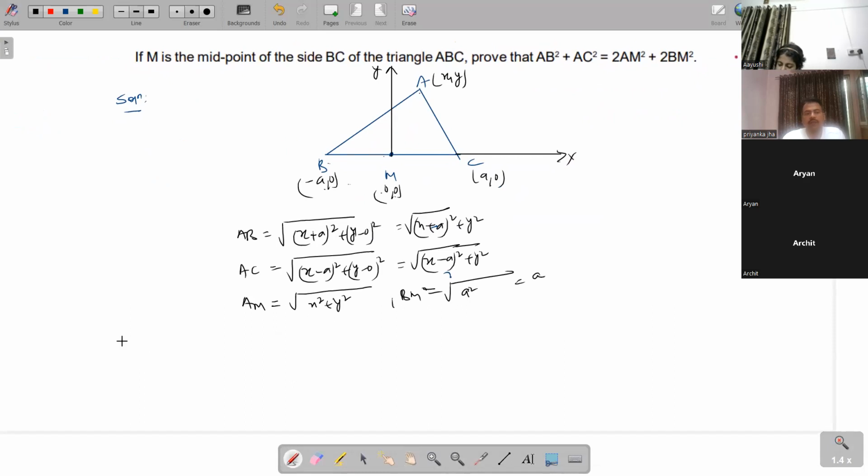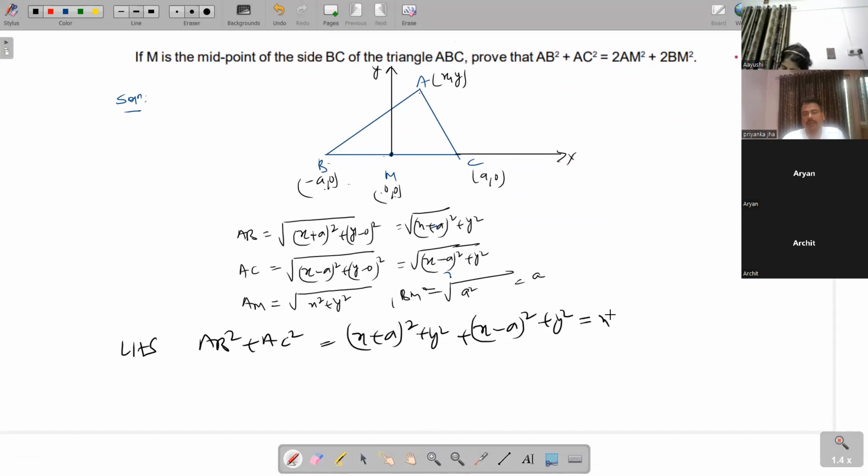First we will find the left hand side, that is AB square plus AC square. So the square of this is x plus a whole square plus y square, and AC square is x minus a whole square plus y square. Now if you expand this, you will get x square plus 2ax plus a square plus y square plus x square minus 2ax plus a square plus y square. From here, this and this are gone. So this is 2 times x square plus y square plus a square.